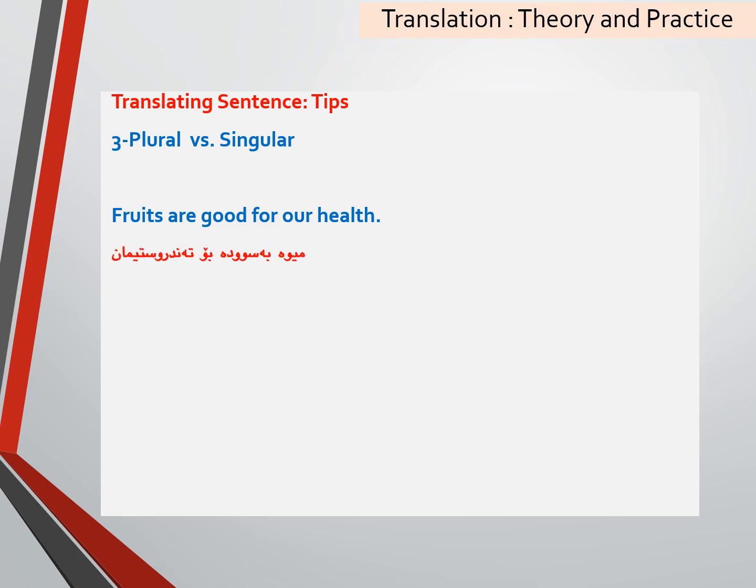For example, when you say "fruits are good for our health", "fruits" is plural, and that's the usual way of saying that sentence in English. In Kurdish, you can say miwakan, but the usual way you say "miwa basuda botan durustima". You don't say it in plural form, even though you can say "miwakan basudan botan durustima". But the natural way of saying that is to use the singular form.